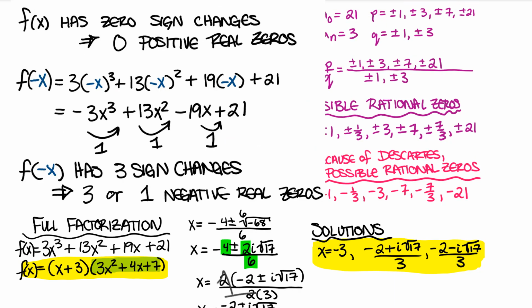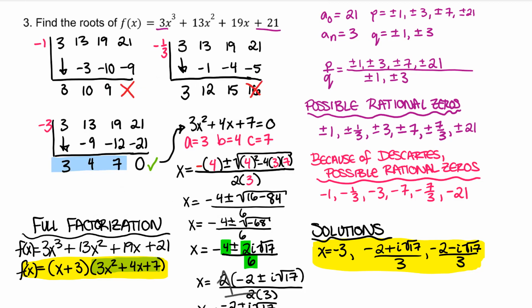And remember how Descartes' rule of signs told us we either had 3 negative real zeros or 1? And it turned out that one of our solutions was a negative real zero and 2 imaginary zeros, giving us our total of 3 roots, zeros, or solutions.